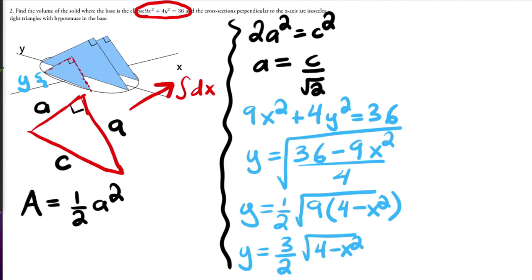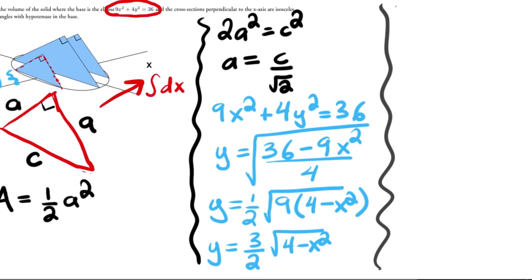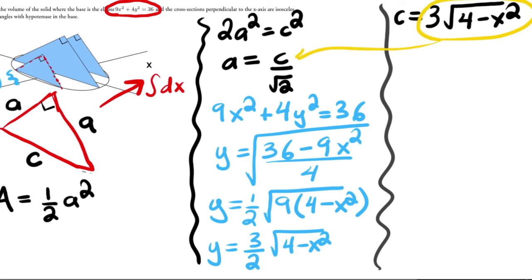Okay, and so then, since that's just from here to here, the whole length from here to here, all of C, is twice what this is. So that means that C is equal to twice this, which is just 3 times the square root of 4 minus x squared. Okay, so then plugging that into this.